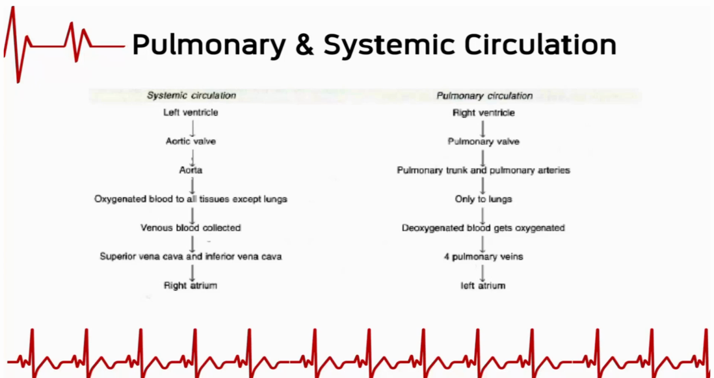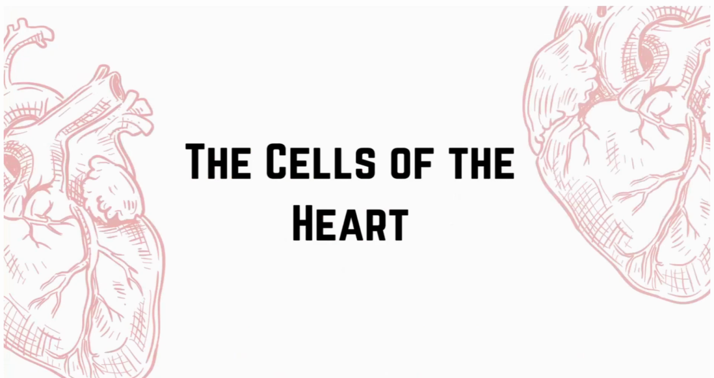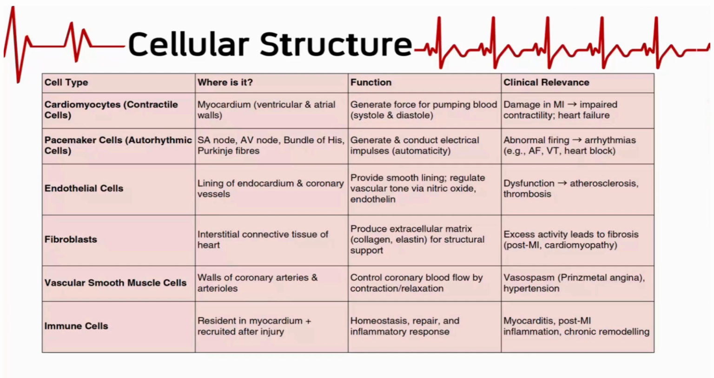All right. So this is the importance of the pulmonary and systemic circulation. And the main driving factor, or the main engine, is the heart. The heart is the one that facilitates all of this. Now, let's talk about the cells of the heart, right? Before we go and look into all the chambers and stuff, let's talk about the cells of the heart.